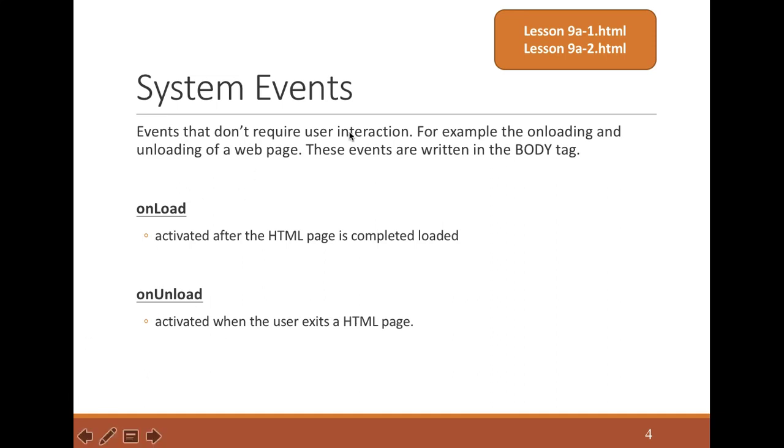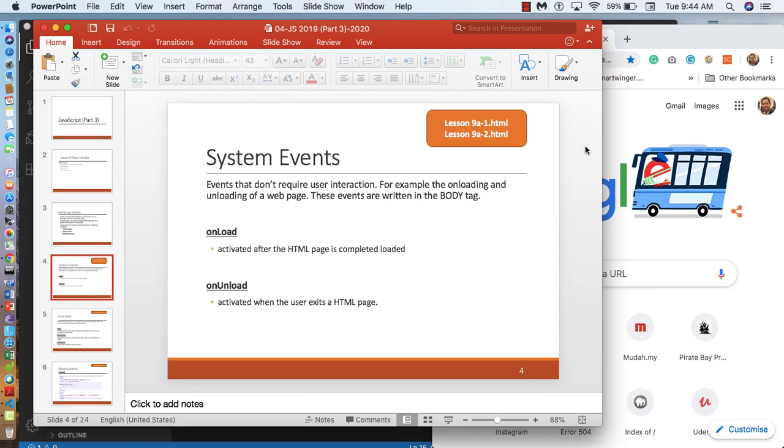So looking at number one, system event, there are two things: onload and onunload. For the system event lesson, if you look here, it has been coded. The code of the onload is in lesson 9A 1 HTML and lesson 9A 2 HTML. So I'm going to show you what it's all about.